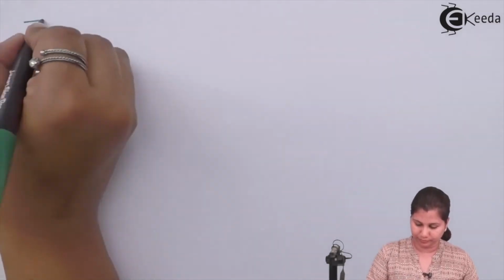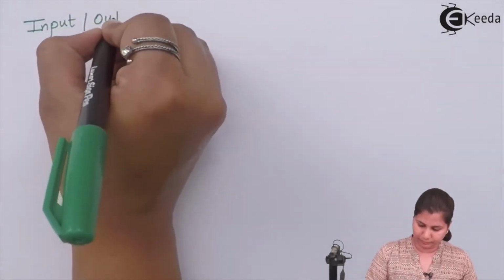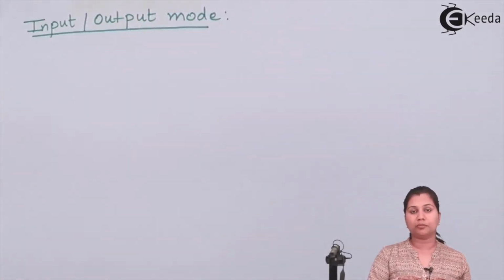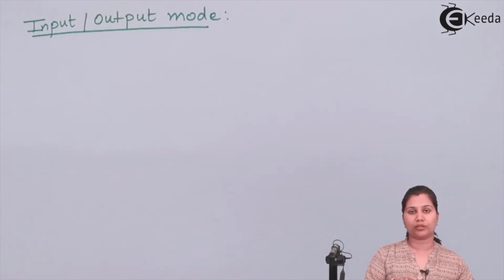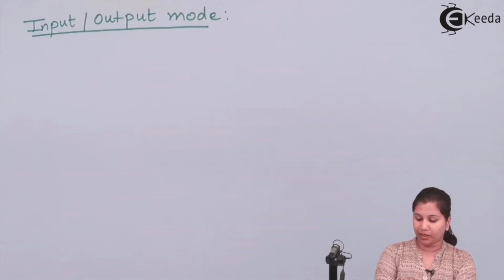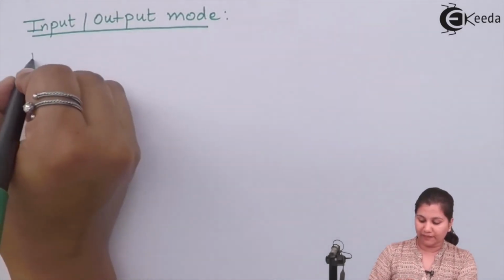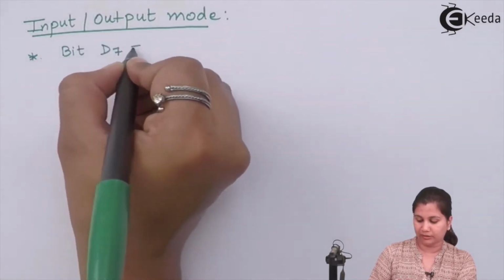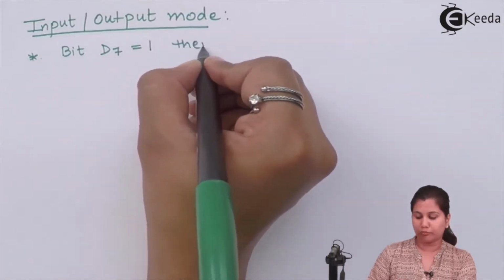Now let's come to the second mode of 8255, the input output mode. The input output mode decides which ports, that is port A, B and C, are going to work as an input port or an output port. In the control word we have seen that if the bit D7 is 1, then the input output mode will work.